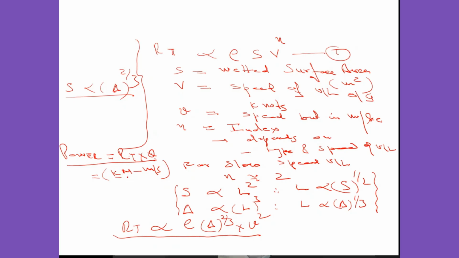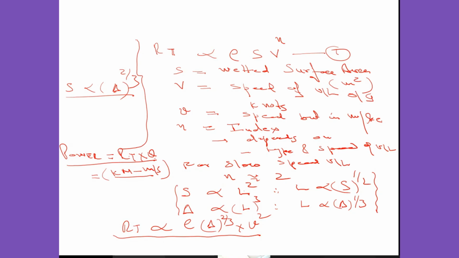Kilonewton meter is the work done. Per second, rate of doing work is power. That is how power is total resistance into the speed. Correct? This is the basics about power. Power is rate of doing work, and work done is always force into distance. So force is kilonewtons, distance is meter. That is the work done per second, which will be the power. So RT into V represents the power.